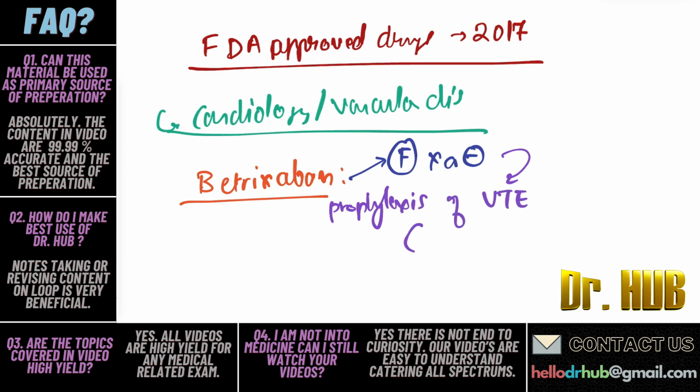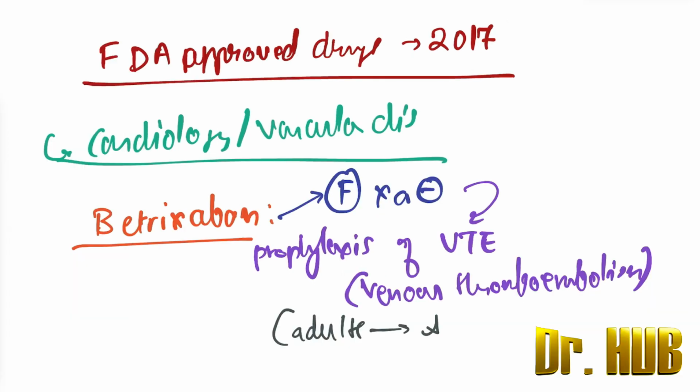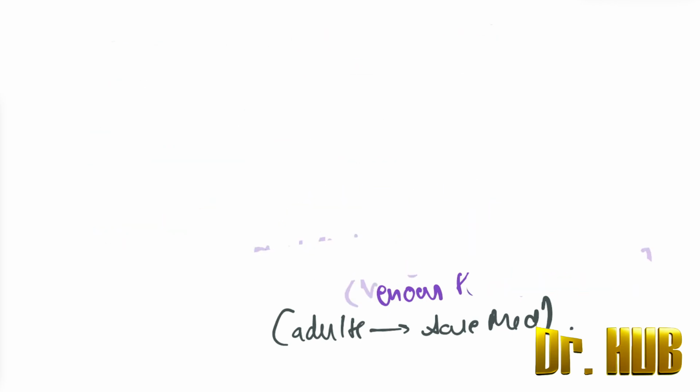So what is VTE? VTE stands for venous thromboembolism, and it is seen in adult patients who are hospitalized for acute medical illness. Next we look at hematology.